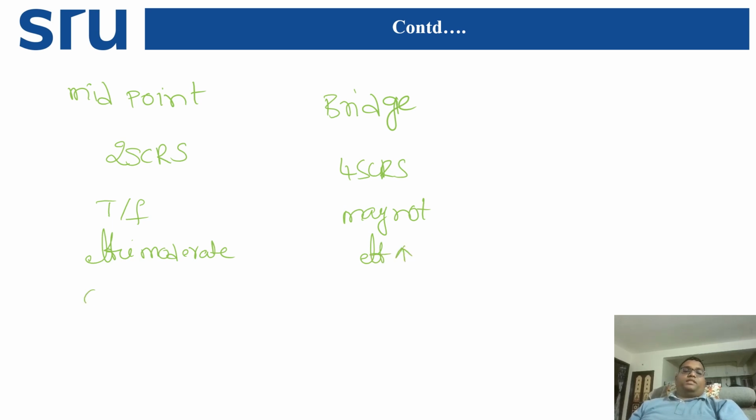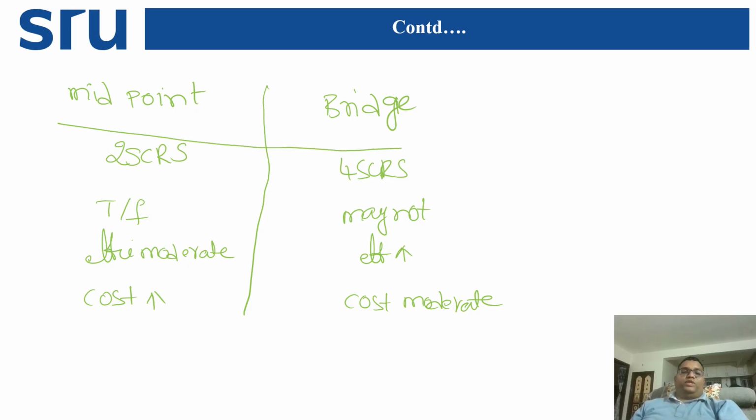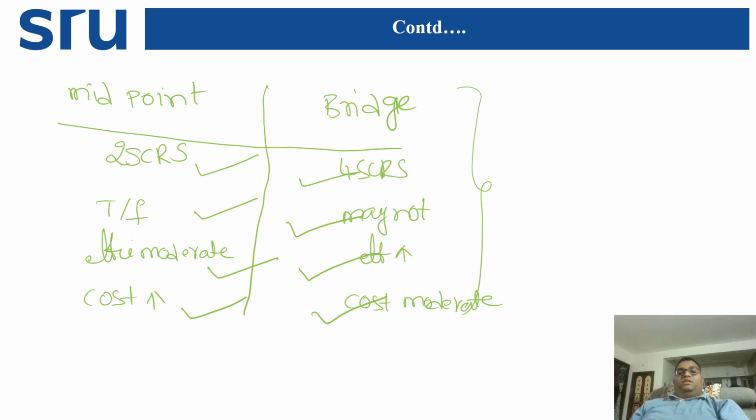Coming to cost, the midpoint circuit cost is high, and the bridge circuit cost is moderate. These are the major differences between the midpoint configuration and the bridge type configuration, and the major things we have to observe: 2 SCRs versus 4 SCRs, transformer required versus may not be required, moderate efficiency versus very high efficiency, and cost. These are the major things we have to write down from the examination point of view.